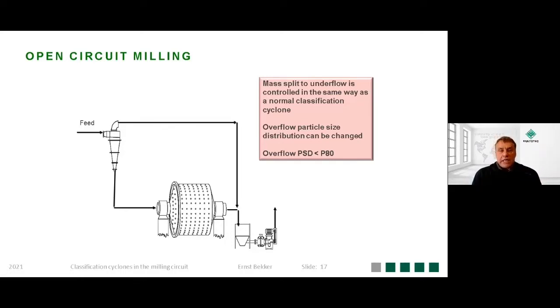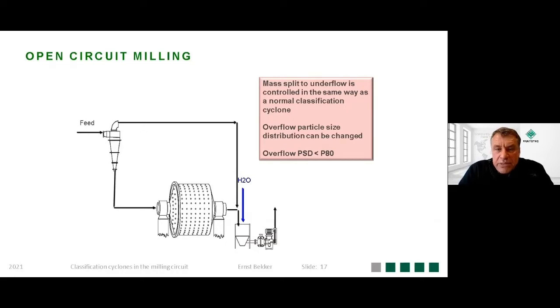We tend to, when we select cyclones for these applications, keep the overflow size distribution finer than the P80 that is being produced by the milling circuit. That is to ensure that we do not bypass any material that should have gone to a milling application or to the milling circuit in order to get liberated a bit more.